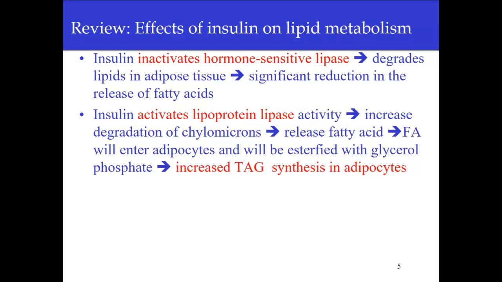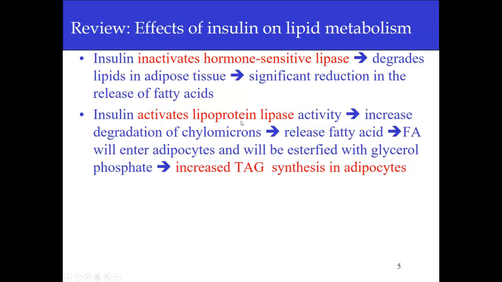Insulin, remember, is an anabolic hormone. It's a time to make, not break things. It's a time to make things, right? We don't want to break, so we don't want to mobilize the fats. So insulin will tell the body to stop breaking fats. It's anabolic, okay? Also, insulin affects another lipase, which is the lipoprotein lipase.